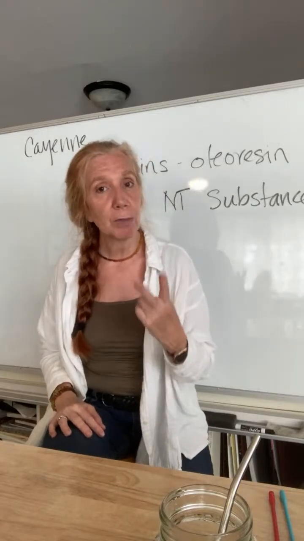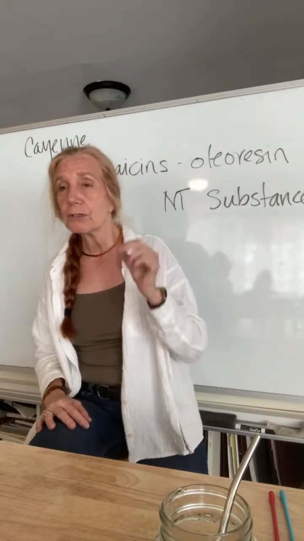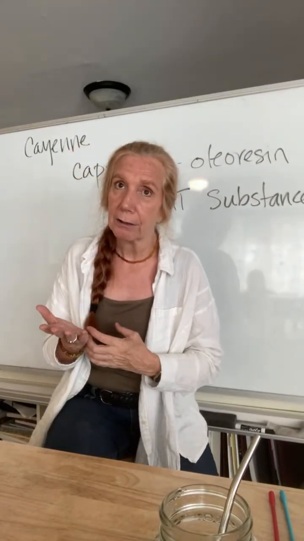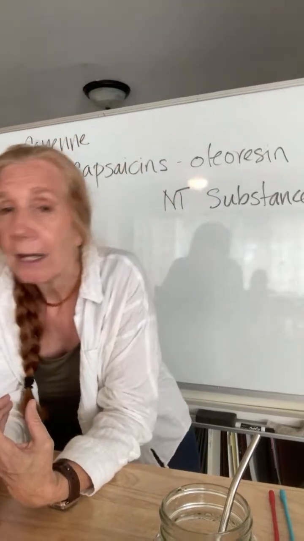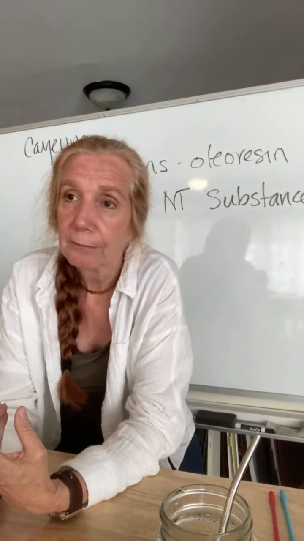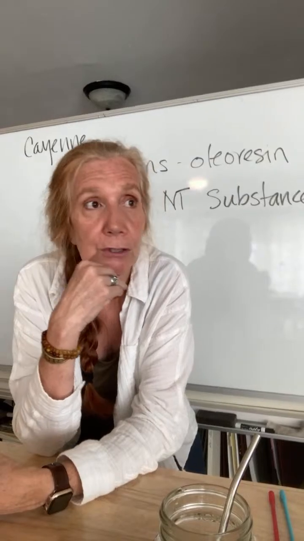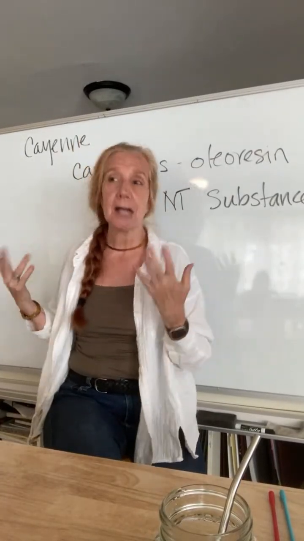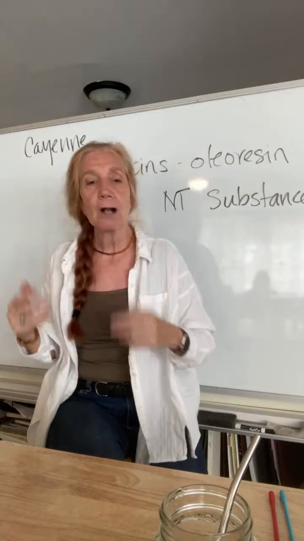There are two other plants that also reduce substance P that could be substituted for cayenne that are not quite as hot. One of them is ginger, and one of them is black pepper. So you could use those two, or you can combine the ginger and black pepper and cayenne, make a combination formula.